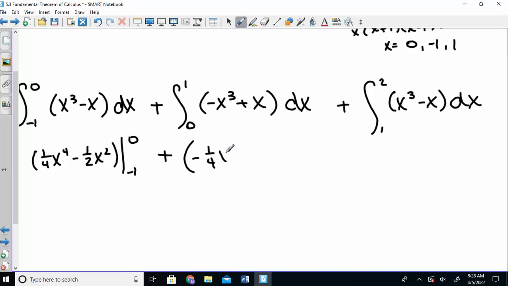Okay, this one will be the same, just a -1/4 x to the 4th plus 1/2 x squared. That's from 0 to 1.